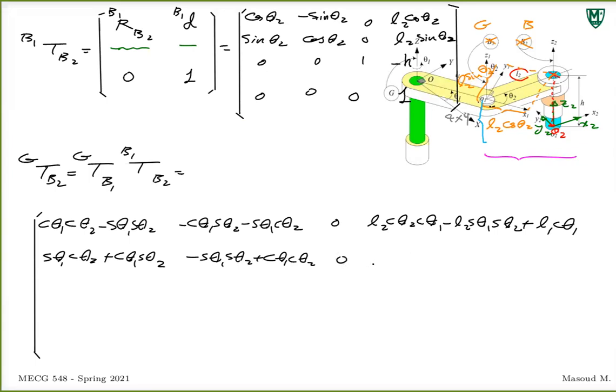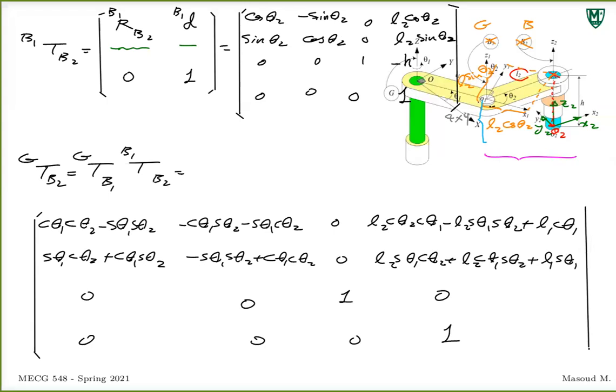This is 0, and we're almost there. L2 sine theta 1 cosine theta 2 plus L2 cosine theta 1 sine theta 2 plus L1 sine theta 1, and then we have 0, 0, 1, 0, and then 0, 0, 0, 1. You can simplify this following exactly the same math.